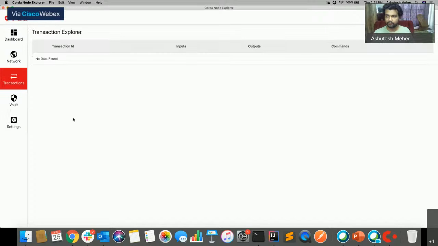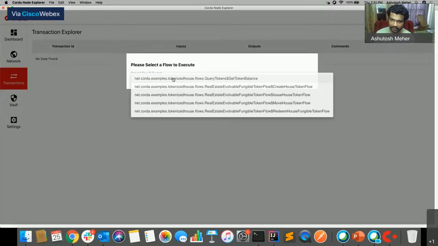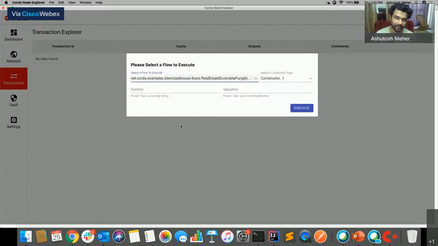Yeah, perfect. So there are different flows which we talked about: create, issue, move, and redeem. Let's try to create our underlying token type, or the asset that we want to tokenize. We want to tokenize a house, so we will create. Let's give it a symbol so that we can identify the house, say HSE, and just pass in a valuation. You might have different things as well, so let's not worry about that.